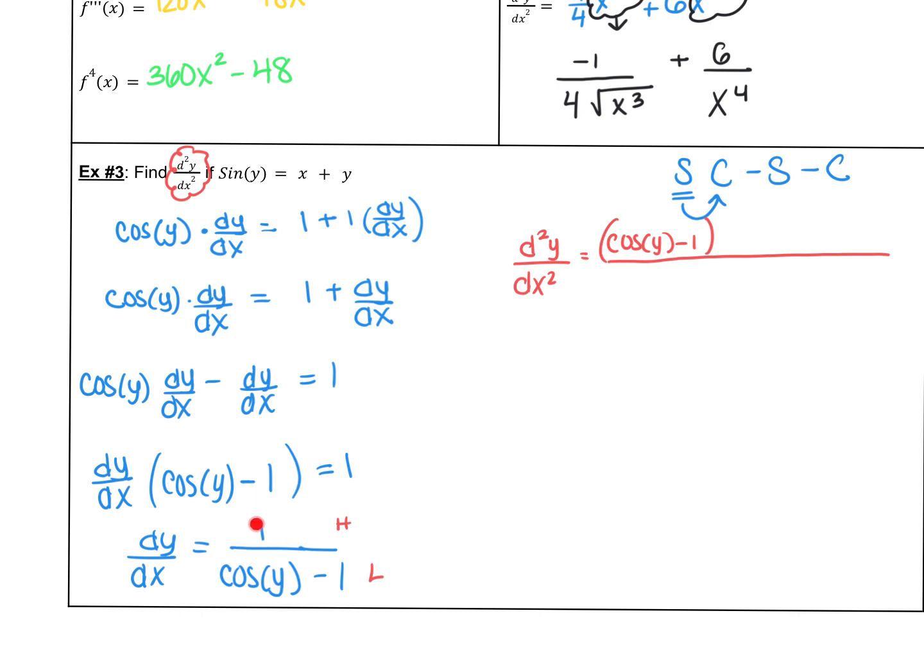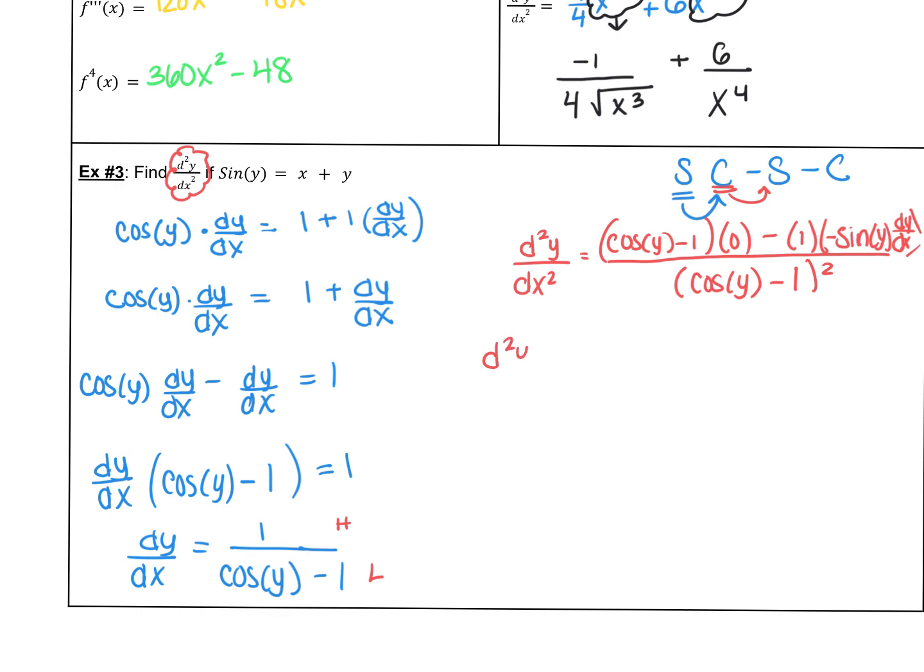D high is 1. What's the derivative of a constant? 0. So low d high minus high, which is 1. And then d low. D low is the derivative of this. Well, the derivative of cos, we can look over here, is negative sine. So negative sine of y. But since I took the derivative with respect to y, I need a dy/dx. And the derivative of this constant is 0, so I don't need that, thankfully. And then the bottom is low squared, so cosine of y minus 1 squared.